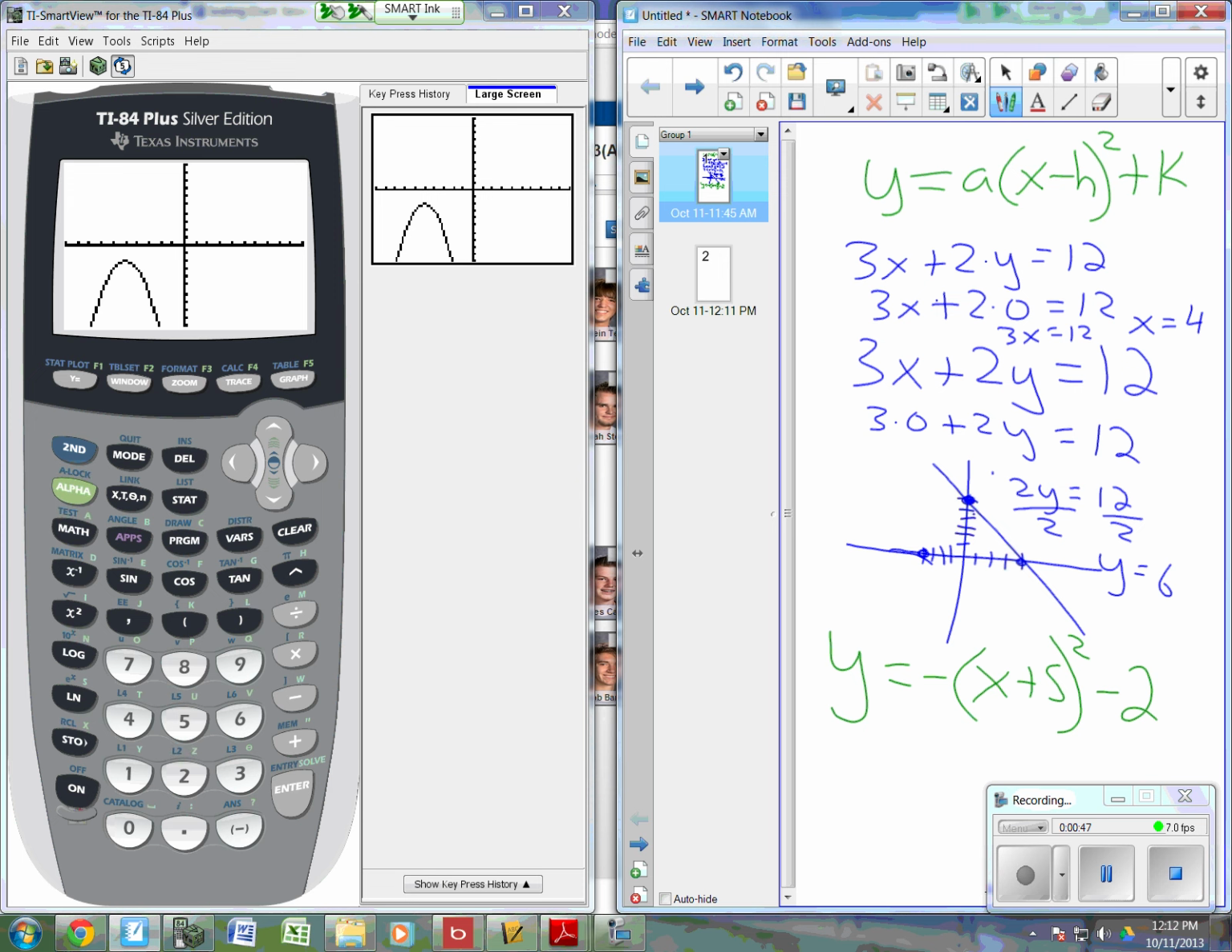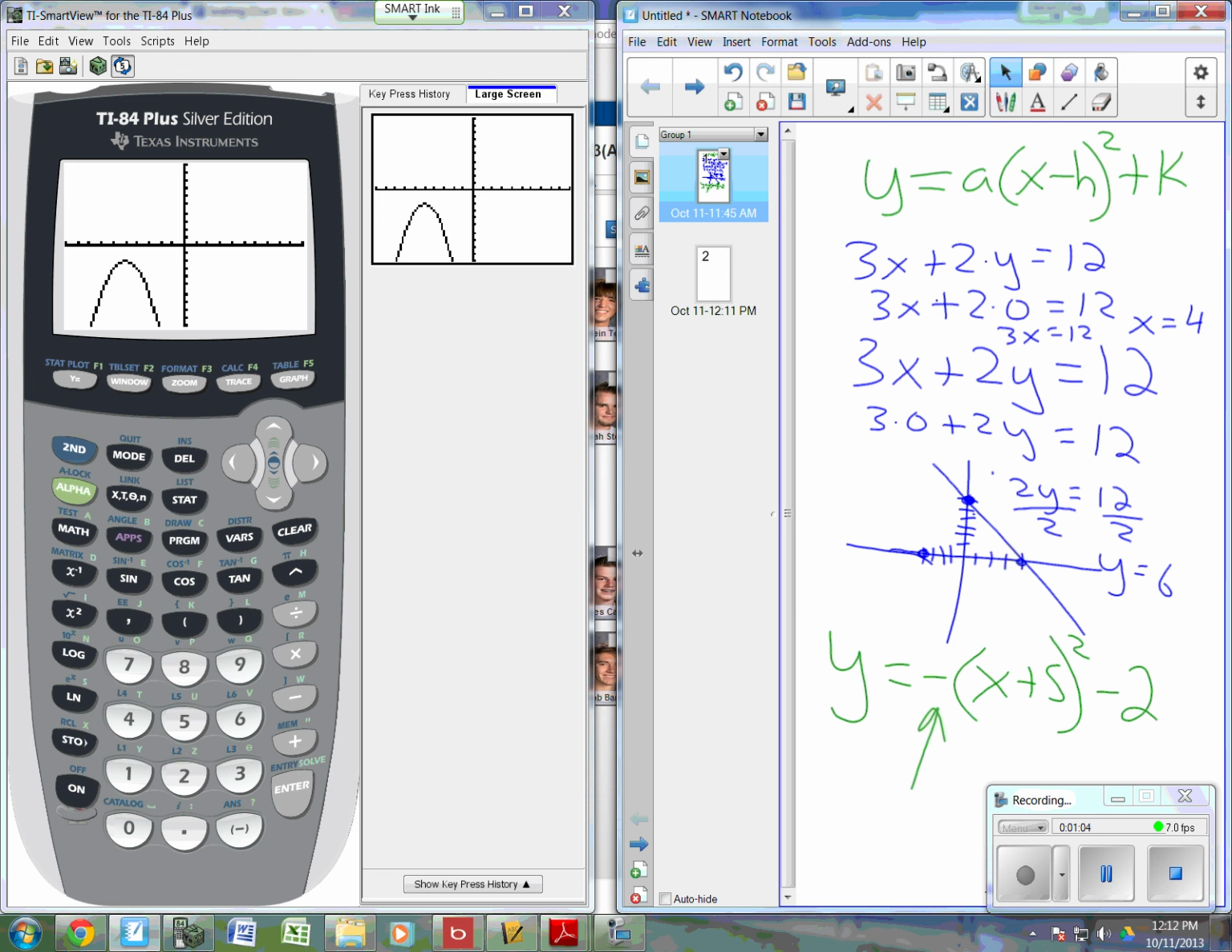Okay, yeah. What does the negative do? Flips it upside down. What does the x plus 5 do? Moves it to the left 5. What does the minus 2 do? Moves it down 2, right?